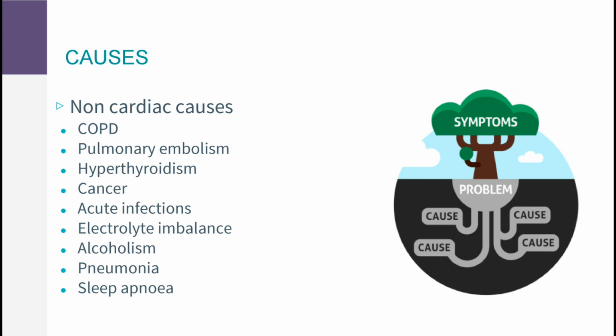Raised CRP levels in chronic inflammatory diseases and acute infections such as pneumonia have been postulated to increase incidence of AF by rendering the atrium susceptible to inflammatory product injuries. Electrolyte imbalance, especially hypokalemia, is one of the important reversible causes of AF.